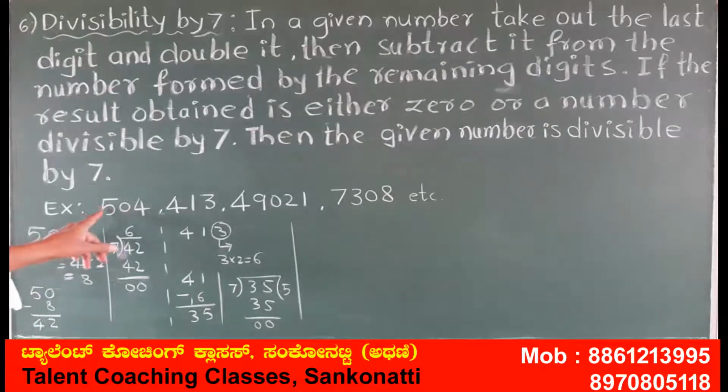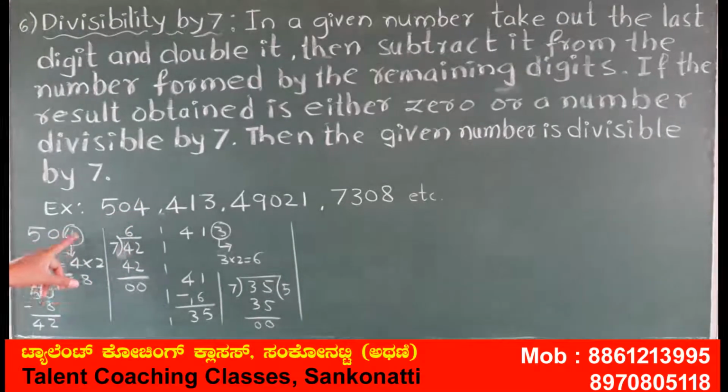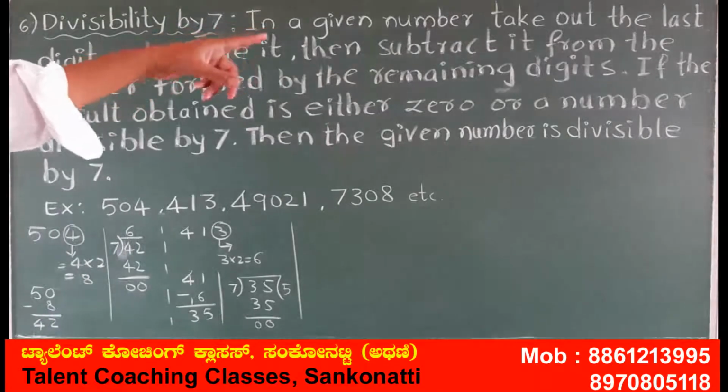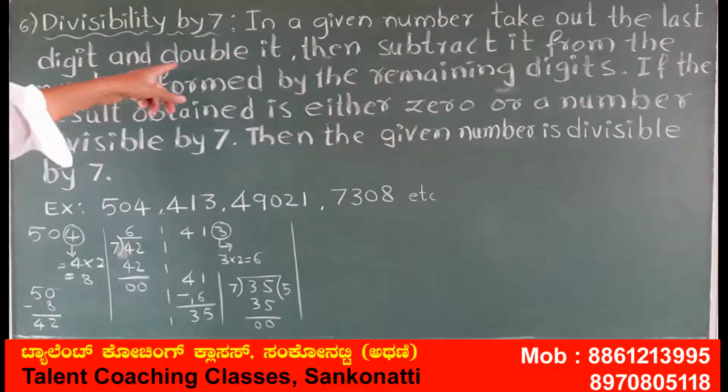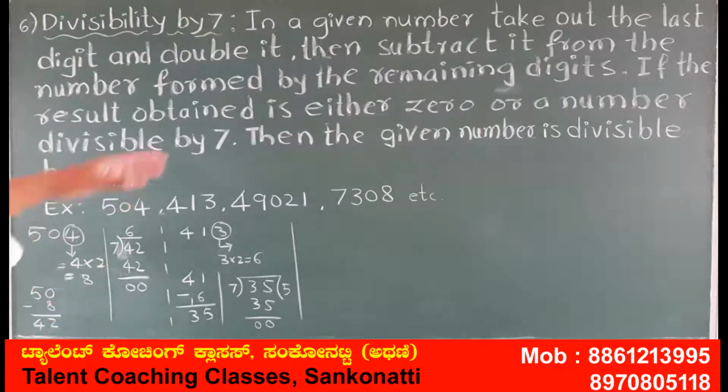In a given number, we should take out the last digit and double it. We have taken this one out and we have doubled it. 4 into 2 means 8. From 504 we have taken 4 out and doubled it. It becomes 8. See here.